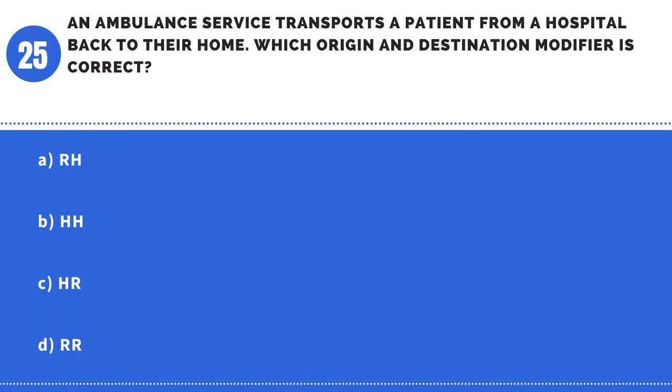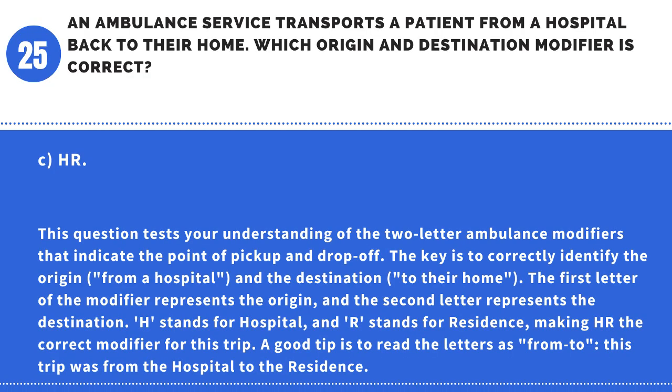Question 25. An ambulance service transports a patient from a hospital back to their home. Which origin and destination modifier is correct? A. RH. B. HH. C. HR. D. RR. Answer: C. HR.